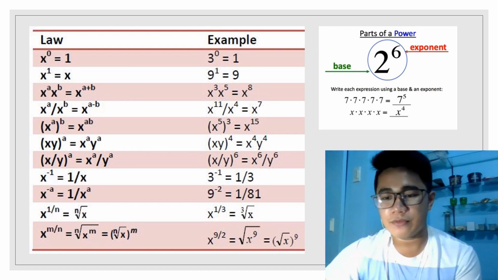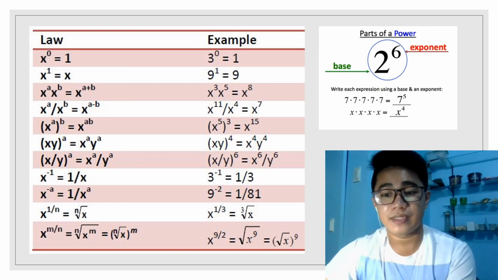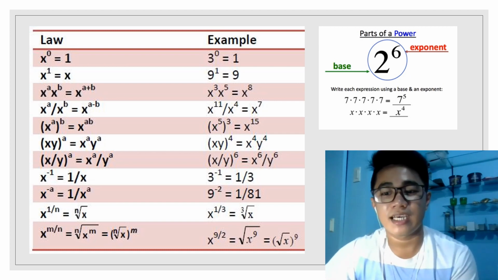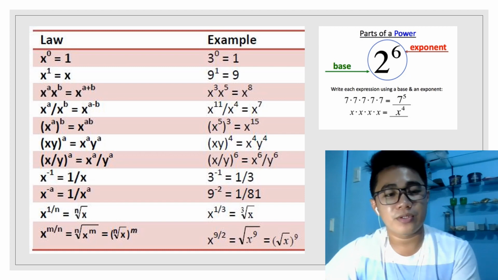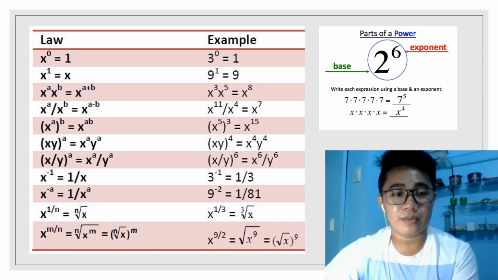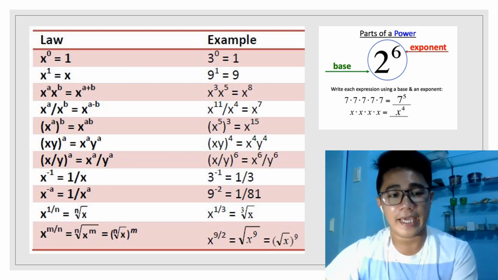Now, if you have two different variables, tapos naka-raise both with the same exponent, isa-isa po silang madidistributan or isa-isa po sila raised to that exponent po. So, kagaya nito, x multiplied with y, pero both sila is raised to the power of a. So, ibig sabihin, x to the power of a and y to the power of a.